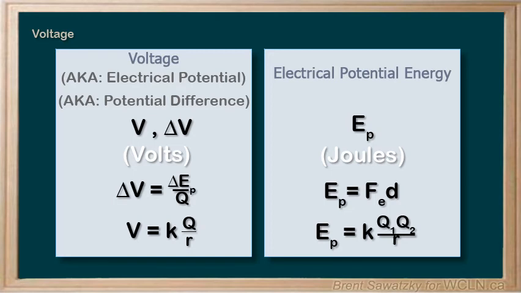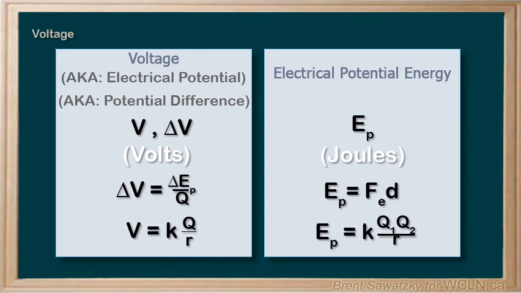Both relate to moving charged objects in an electric field and or close to other charged objects. They both depend on position or change in position of an object. Also, both are understood to be relative to some reference. The difference is that electrical potential energy depends on the charge of the object itself, while voltage does not.